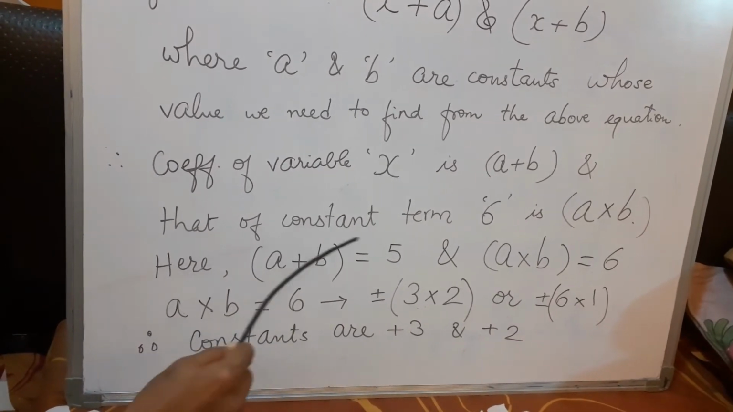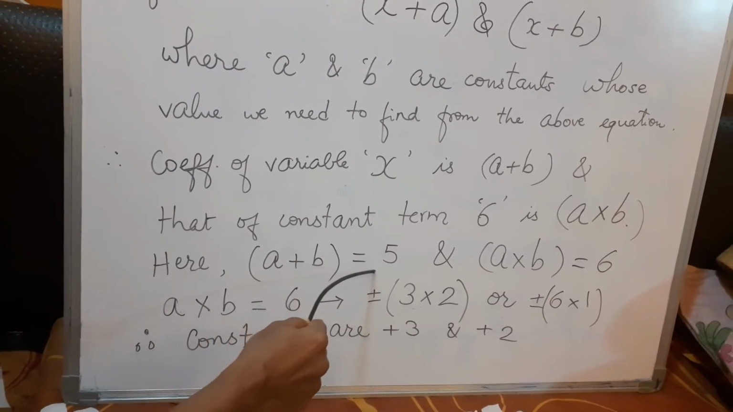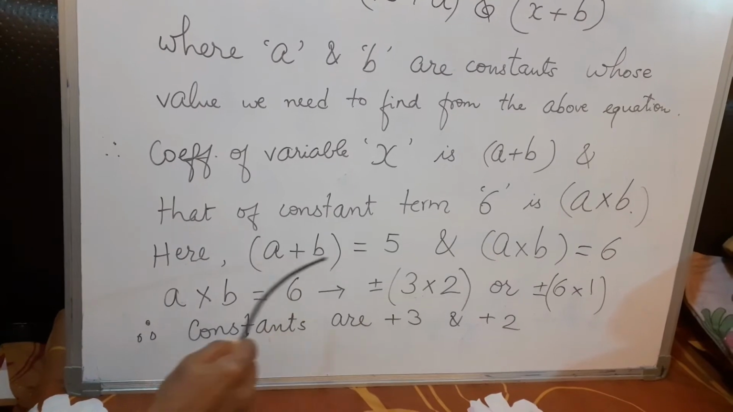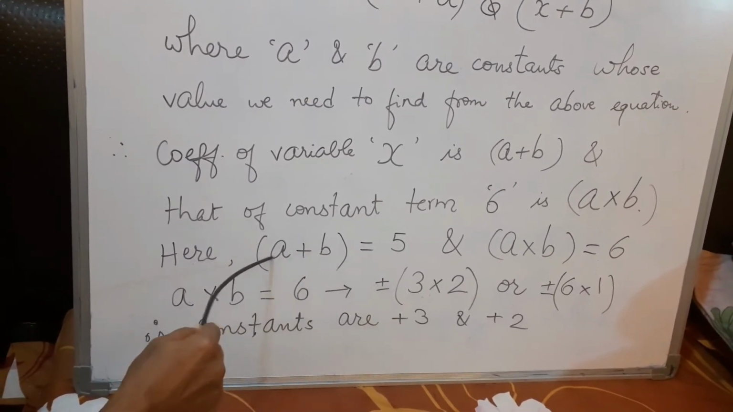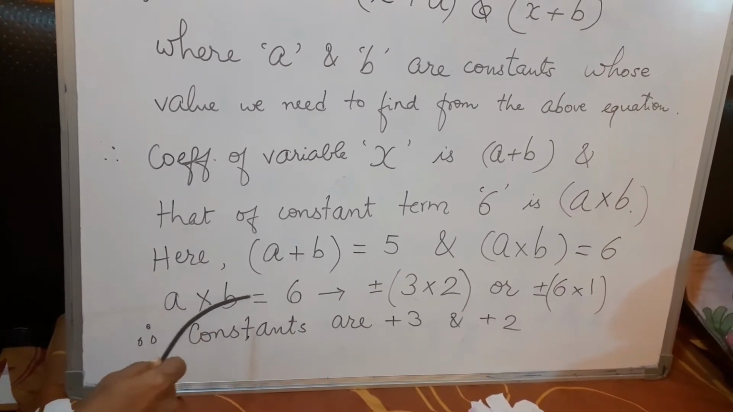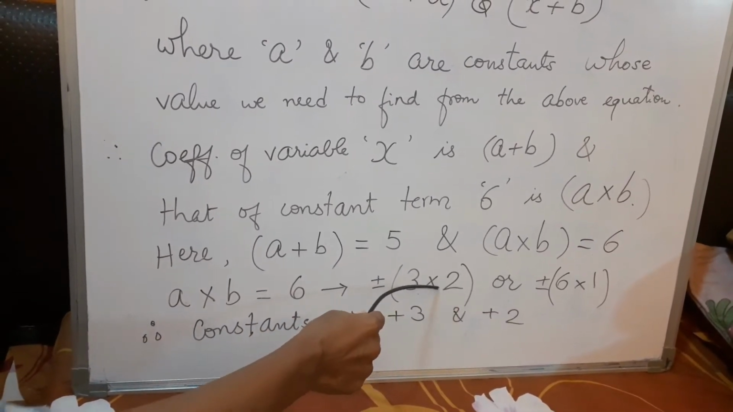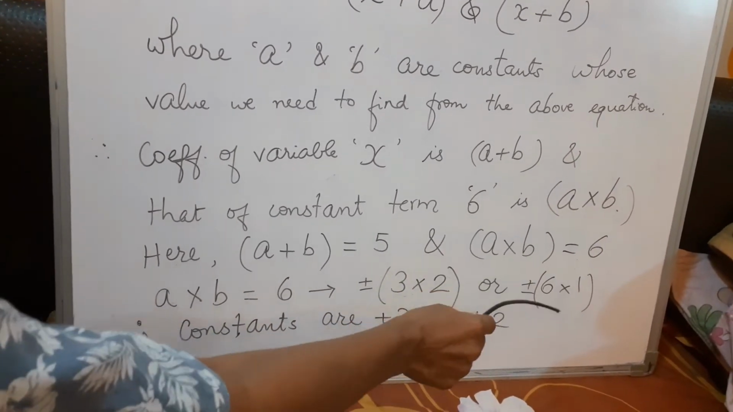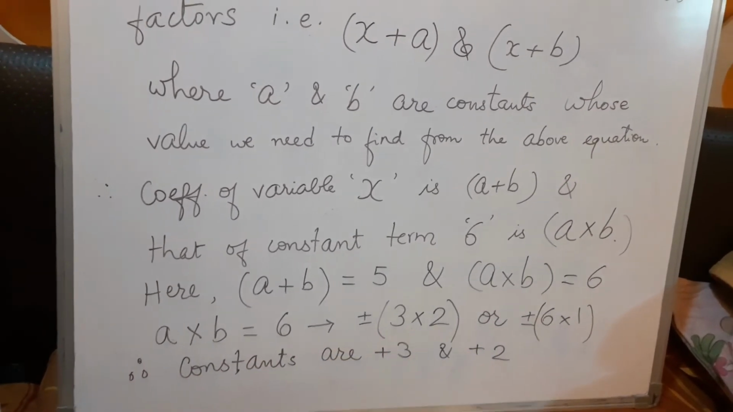But now if we put 3 and 2 in a plus b, it is fulfilling the criteria of a plus b equal to 5. But if you put 6 and 1, it is not going to fulfill the criteria, as 6 plus 1 equals 7. Hence, the values of a and b would only be plus 3 and plus 2, and not 6 and 1. Hence, our constants are plus 3 and plus 2.